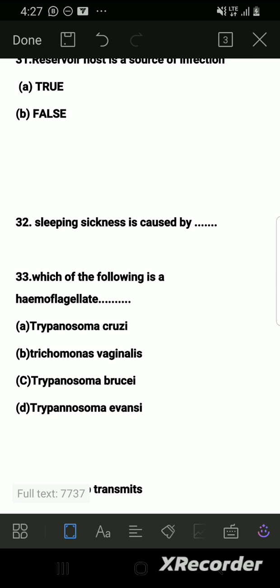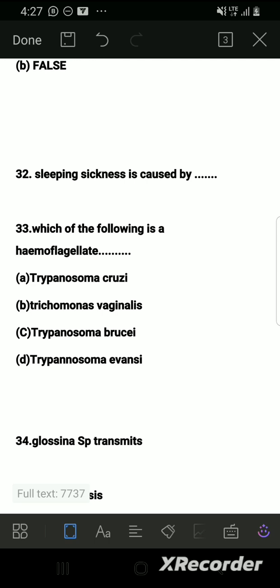Then number 33 says which of the following is a hemoflagellate? A hemoflagellate is a protozoal parasite that uses flagella as a mode of locomotion and dwells in blood. So which of the following is a hemoflagellate? We have Trypanosoma cruzi, Trypanosoma brucei, Trypanosoma evansi. So our actual answer is Trypanosoma cruzi and Trypanosoma brucei.